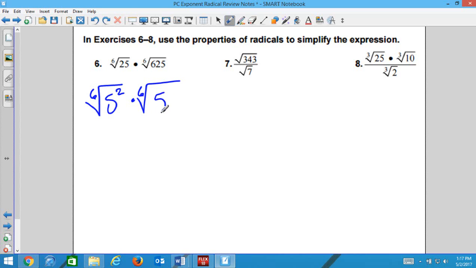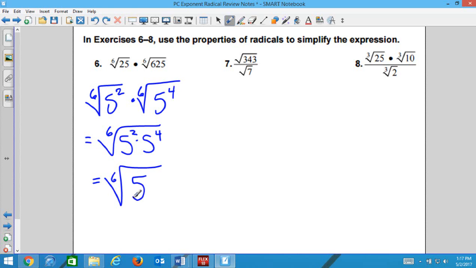5 to the 4th. 5 cubed is what number? 125, right? And then when I multiply these, they're both under the 6th root, so we're going to do the 6th root of 5 squared times 5 to the 4th. And I'm going to use my exponent rules. So if I have the same base being multiplied, what do I do to the exponents? So what base do I write? 5. I keep the same base, I add my exponents.